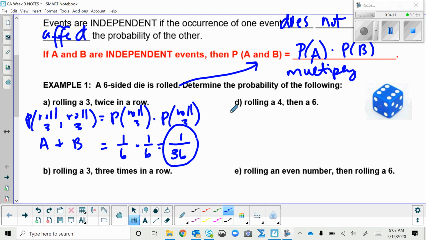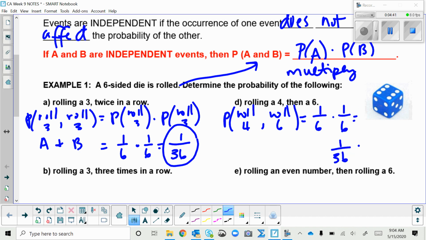So we want the probability that we roll a 4, and then the probability that we roll a 6. The probability that you roll a 4 is the same as part A, the probability of rolling a 3. It's 1 out of 6. And that also is true for rolling a 6 on your second roll. So this is still 1 out of 36.